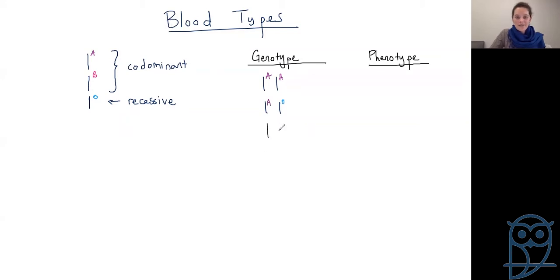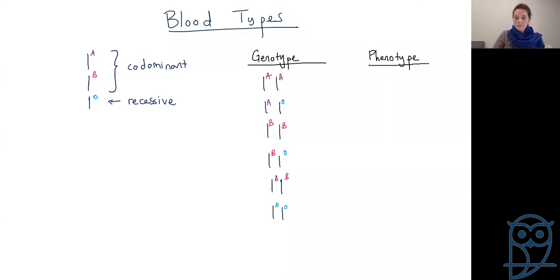We could have B, we could have B, O. We could have two more options. We could have A, B. We could have O, O. So now you've got to go through and you've got to think, okay, for each of these genotypes, what would my blood type be?